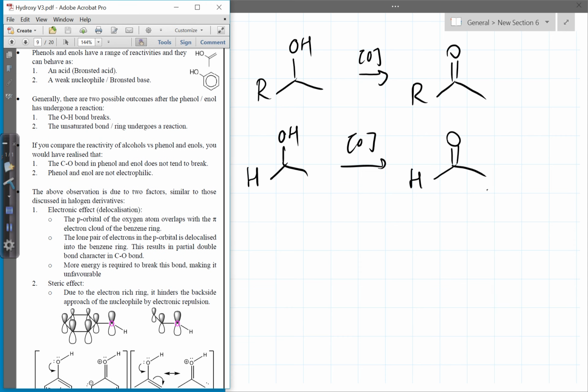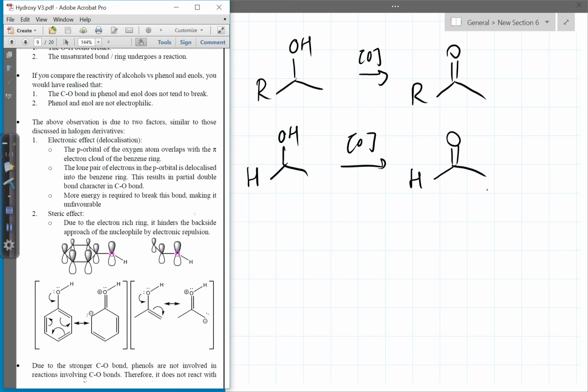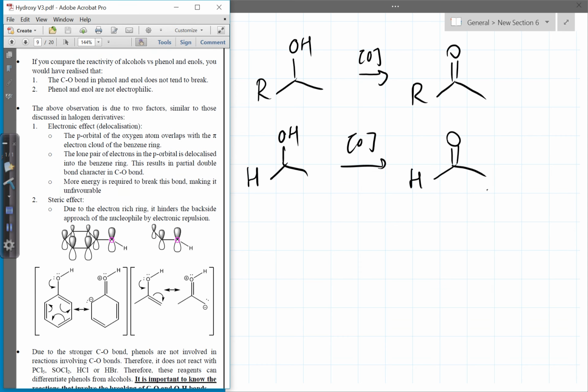Now if you compare the reactivity of alcohols versus phenols and enols, you will realize that the CO bond in phenol and enol does not tend to break, and phenol and enol are not electrophilic. Basically, these are the two that are gone. The above observations are due to two factors similar to those discussed in hydrogen derivatives.